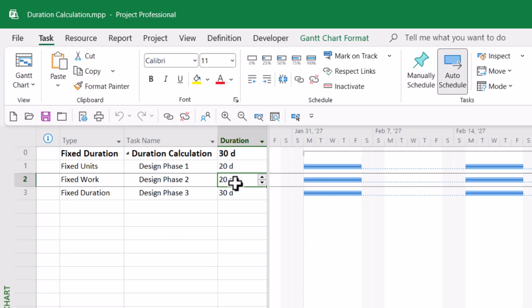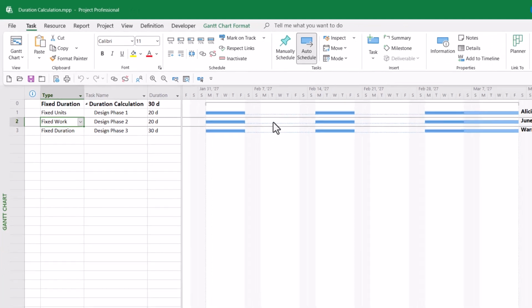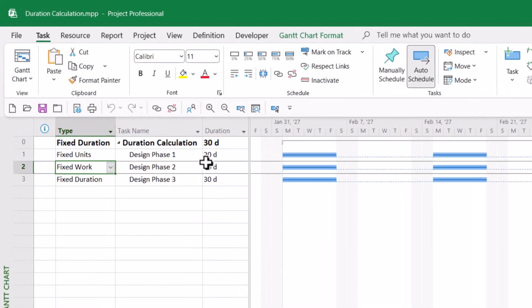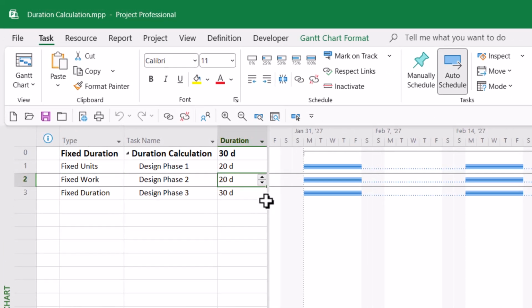It works exactly the same for Design Phase 2, which is a fixed work task. 5 days of work, skips the split, 5 more days of work, skips the split, the final 10 days of work. 5 plus 5 plus 10 is a duration of 20 days.